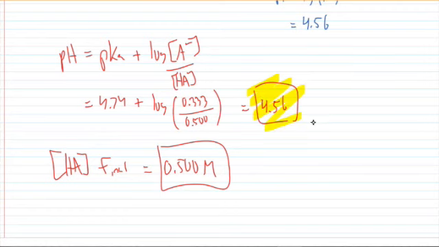pH of the solution, 2 different ways we did it. Either way you like is fine. You can do it either way. And then our concentration of acetic acid final was 0.5.